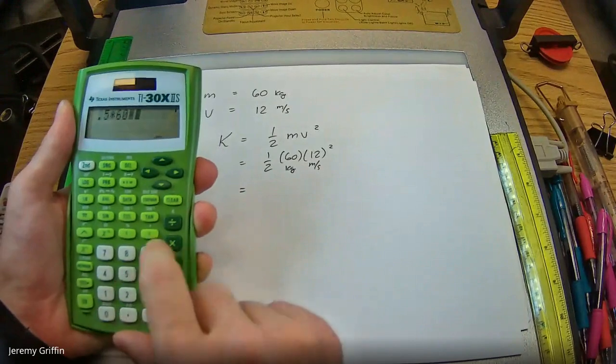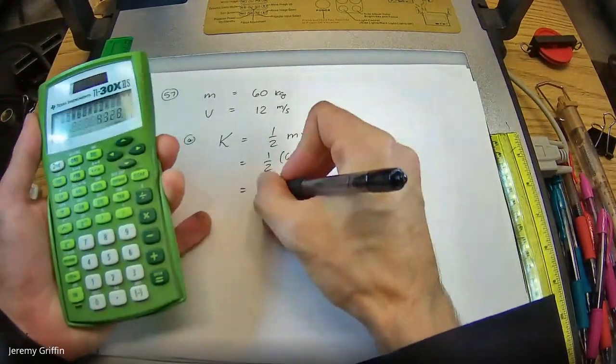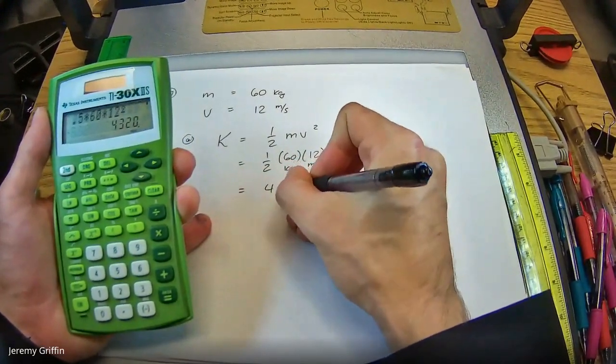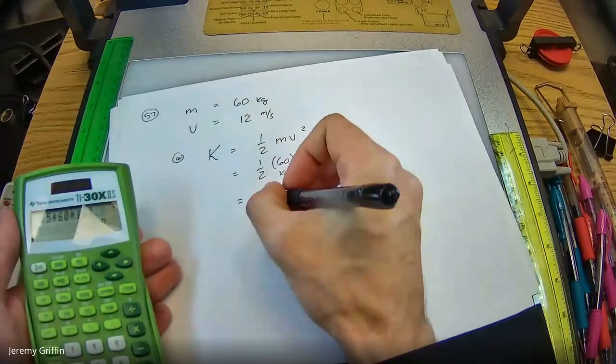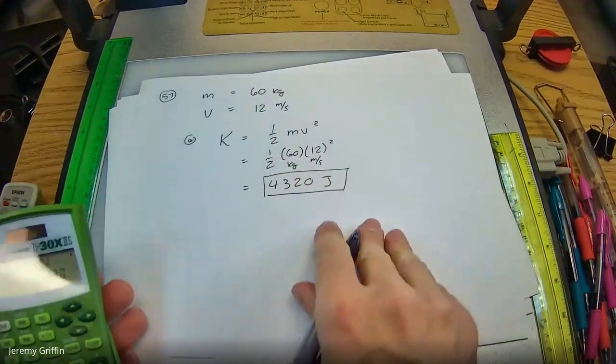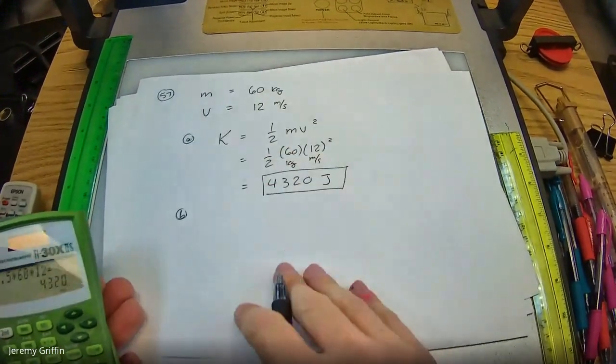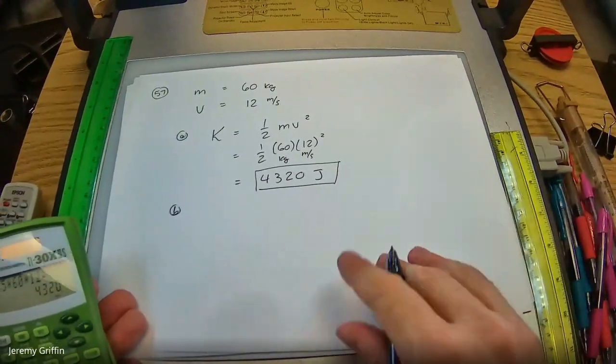1/2 times 60 times 12 squared. Looking at 4,000 and something joules of kinetic energy. That's part A. Part B says, what if you cut his speed in half?